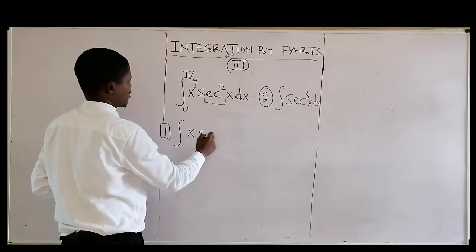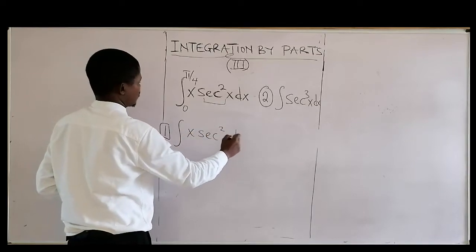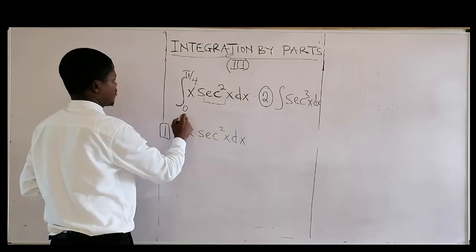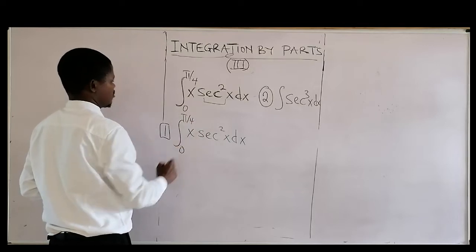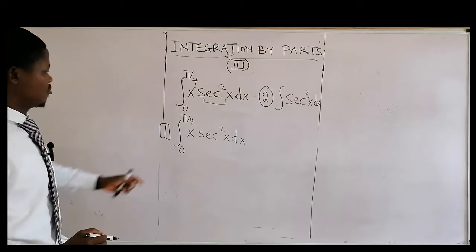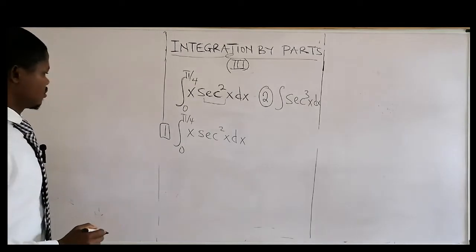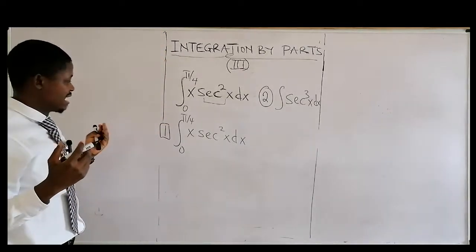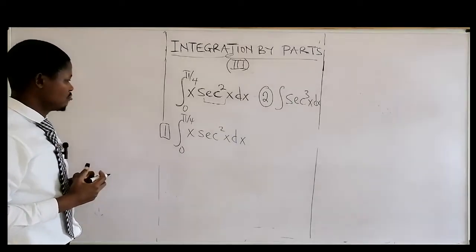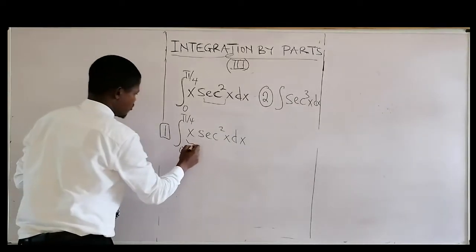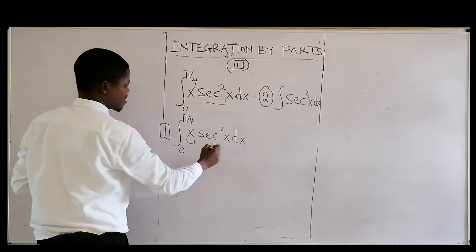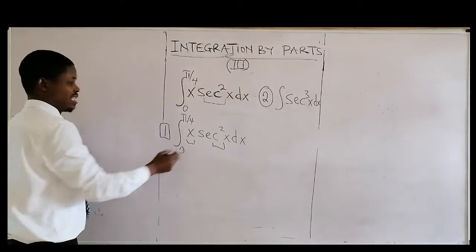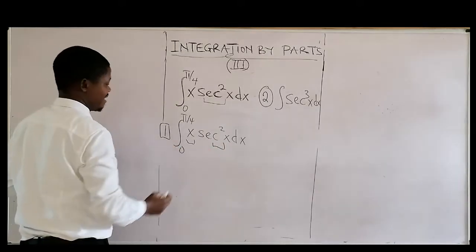x sec square x dx. We have the upper boundary and the lower boundary, so this makes a definite integral. Let's check which one will be u and which one will be dv dx. This could be our u and this could be our dv, because we can easily integrate this.